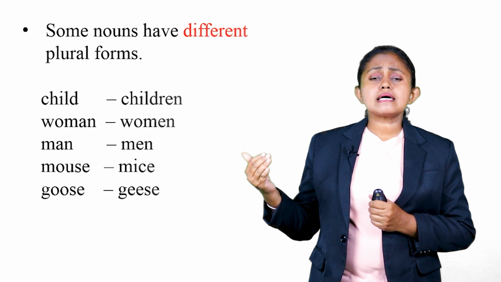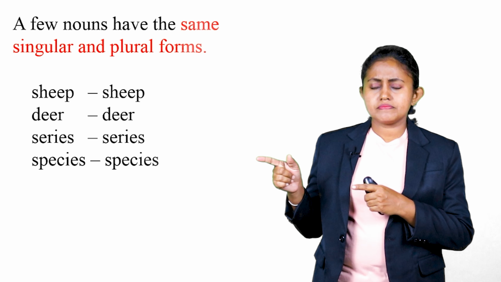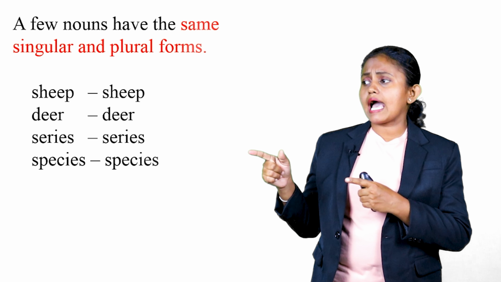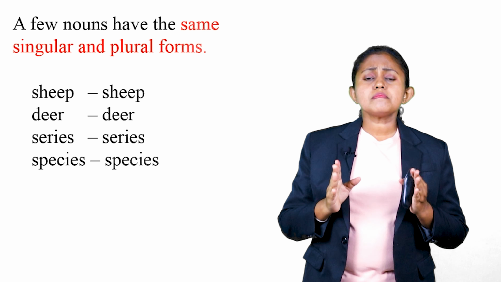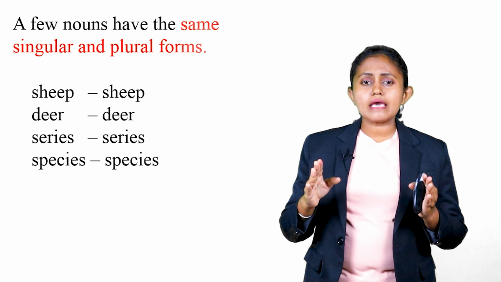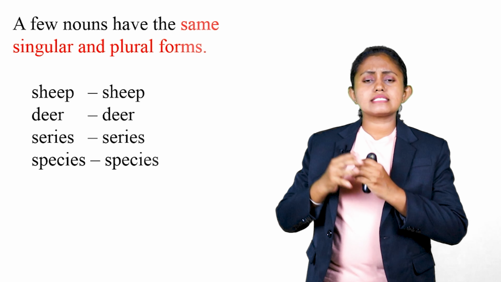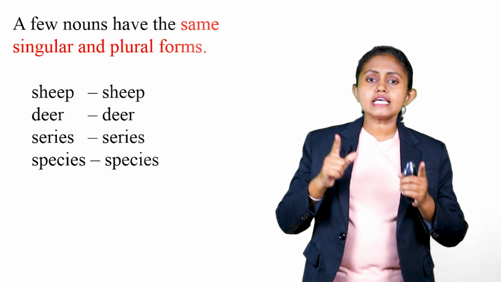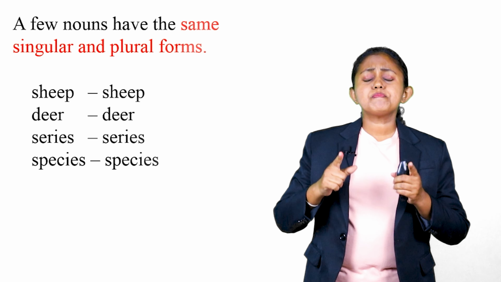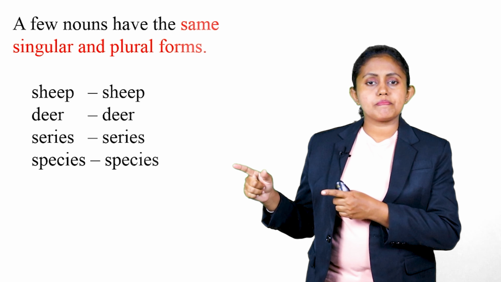Like this, there are some nouns that make their plurals in a different way. Here is another point. A few nouns have the same singular and plural forms. There are some nouns that are the same in both singular and plural forms. These are the examples for that. Sheep. Sheep is the singular noun. And the plural of the noun sheep is sheep itself.